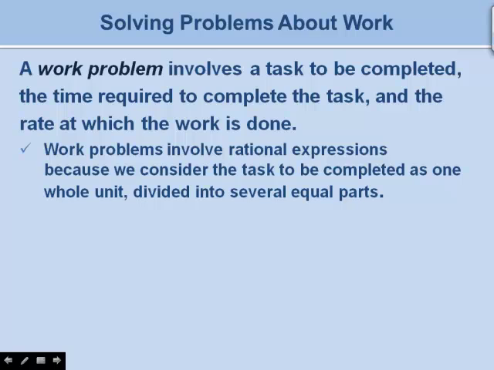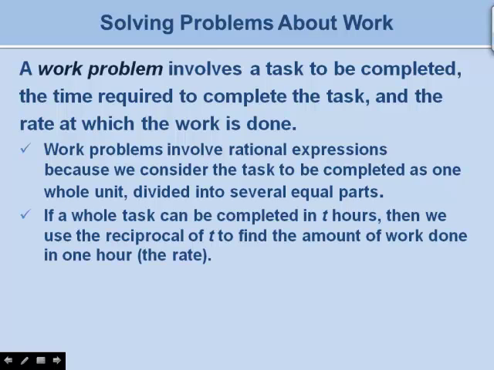Work problems often involve rational expressions because we consider the task to be completed as one whole unit divided into several equal parts. If a whole task can be completed in t hours, for example, then we use the reciprocal of t to find the amount of work done in 1 hour, which is the rate.